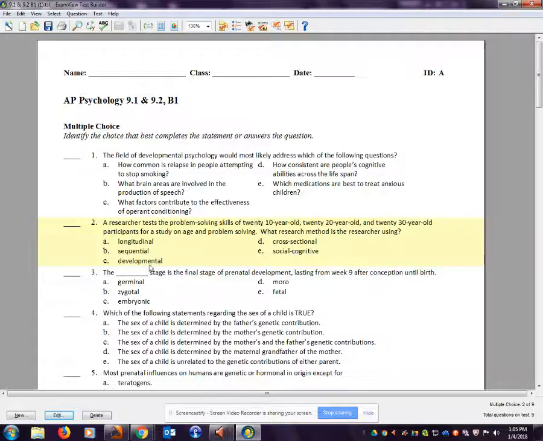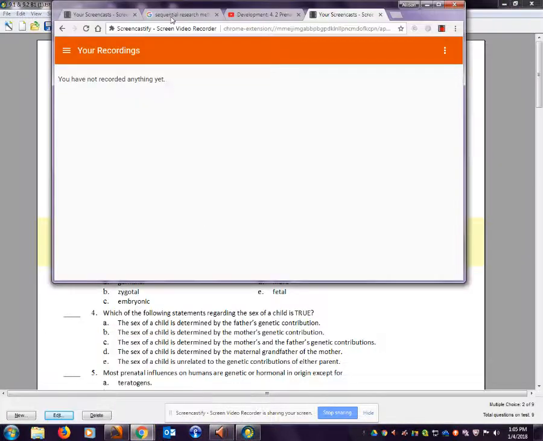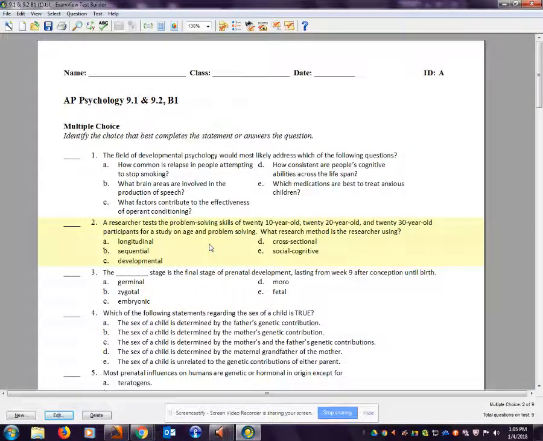Social, cognitive, and developmental, those are not research methods that we've been asked about. And then sequential is a nice distracting question. If you know a lot about research methods, then you probably know that sequential research is basically a combination of longitudinal and cross-sectional design. That is not the correct answer. So again, the right answer here is cross-sectional. That's D.